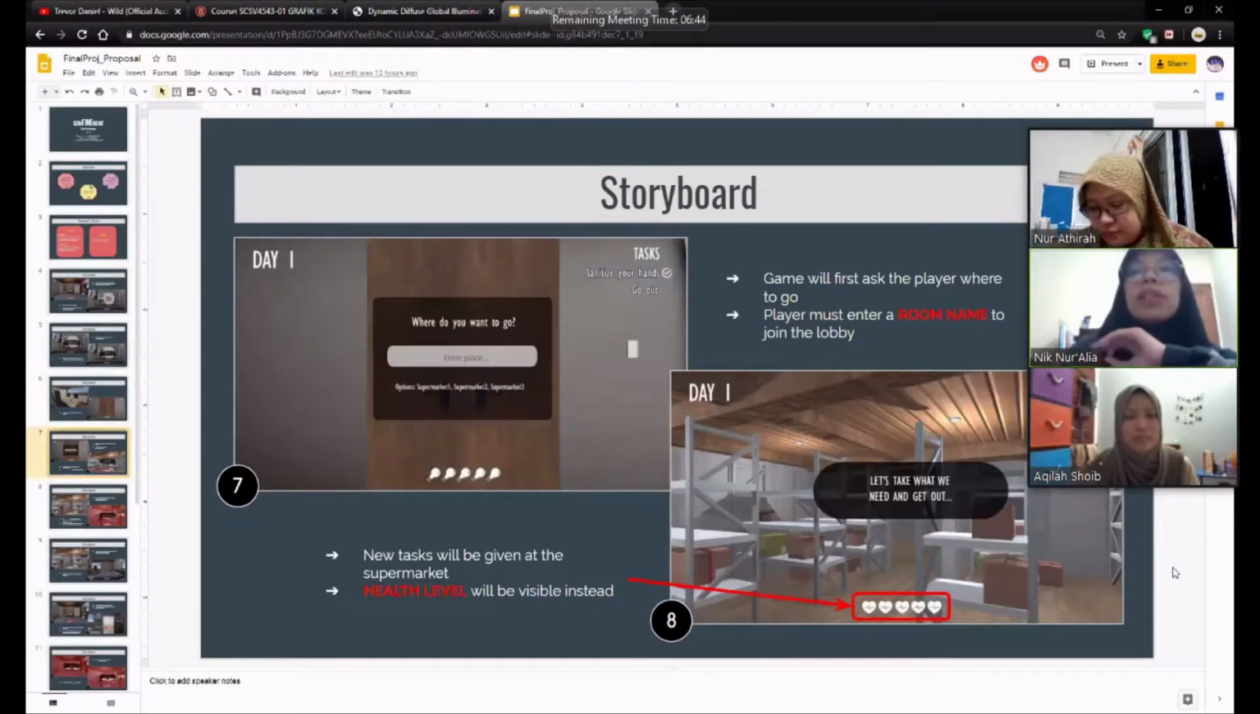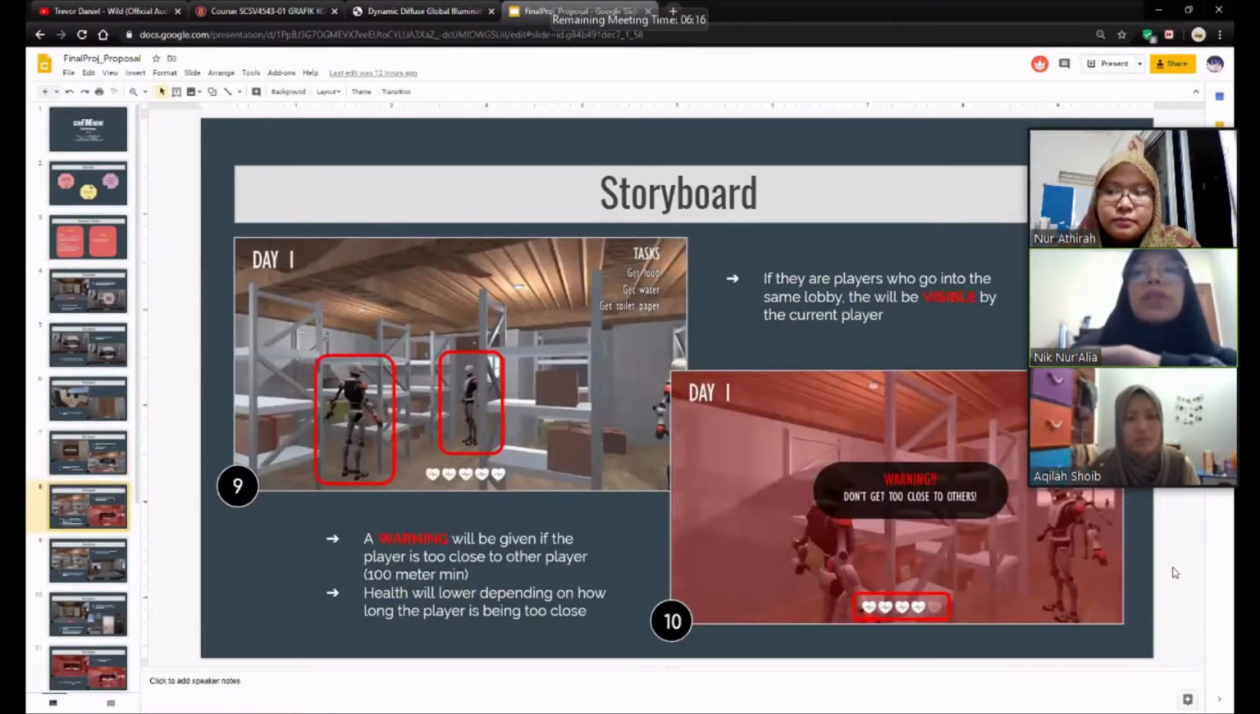Then bila nak keluar, the game will ask the player where to go. So sini where the multiplayer take place, and the player will have to enter the name of the place to join the lobby. And after joining the lobby, new tasks will be given at the lobby, which is the supermarket. And instead of hunger level, there will be health level instead. And then at the lobby, since it is multiplayer, if there are other players, they will be visible by the player.